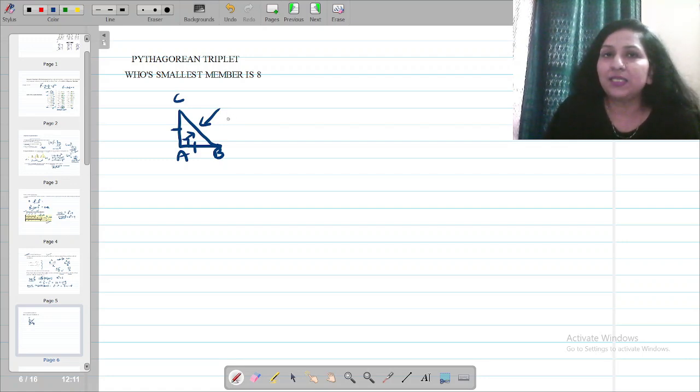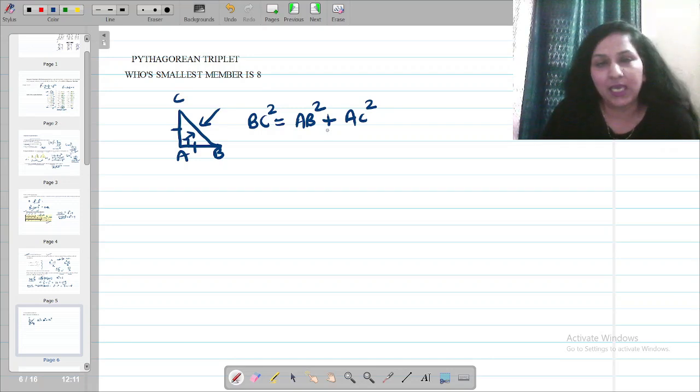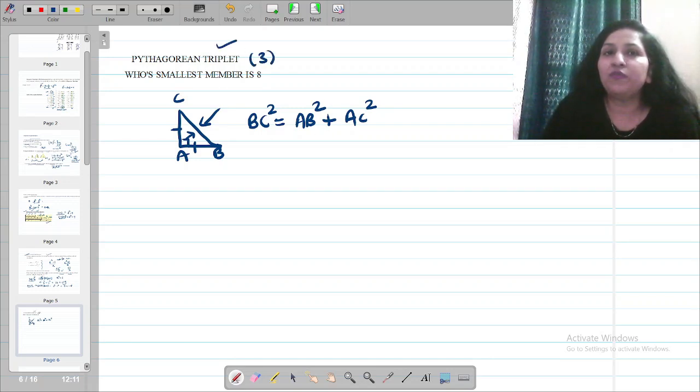So what does that property say? This longest side, hypotenuse square, is equal to the sum, means addition, of two numbers. Which two numbers? The square of the base, that is AB square, and this vertical height or the perpendicular AC square. That was Pythagoras theorem. Pythagorean triplet, triplet means a group of three numbers. So a Pythagorean triplet should be a group of three numbers which follows Pythagoras theorem.